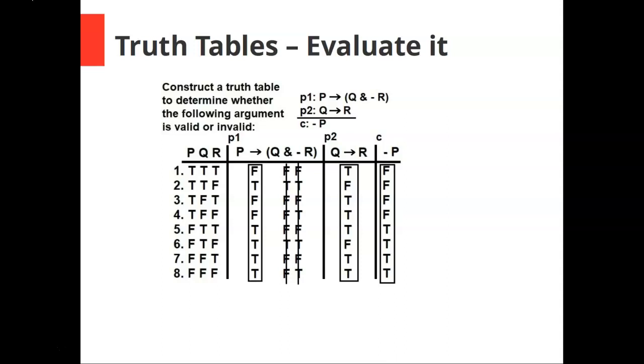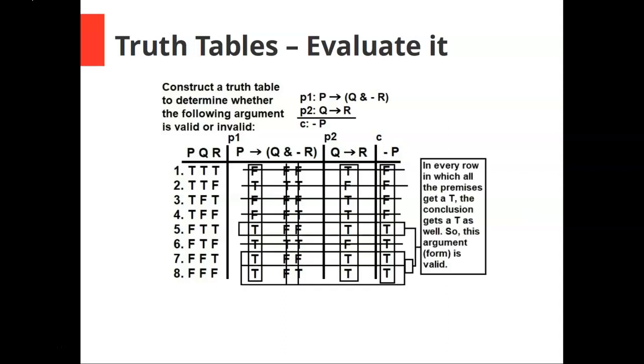And also, we don't care about every row, right? We only care about all of the rows where all of the premises are true. Ignoring the conclusion column, where are all of the premises true? It looks like 5, 7, and 8 are the rows where all the premises are true. In every other row, at least one of the premises is false, so we don't care about those rows. We only care about the rows in which all of the premises are true. 5, 7, and 8. And as we see, in 5, 7, and 8, the conclusion is true as well. So, in every row in which all the premises get a T, the conclusion gets a T as well. So, this is a valid argument.